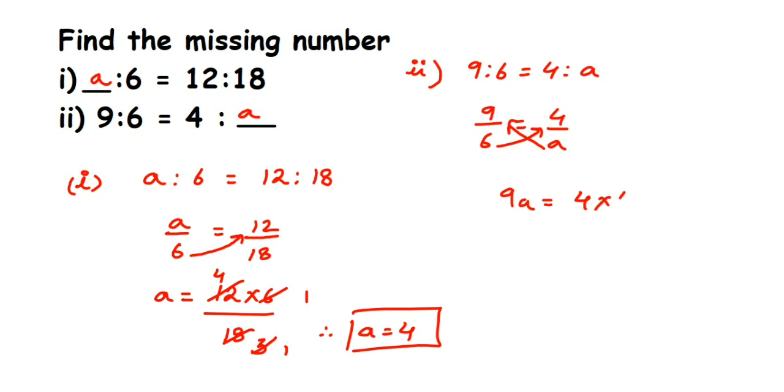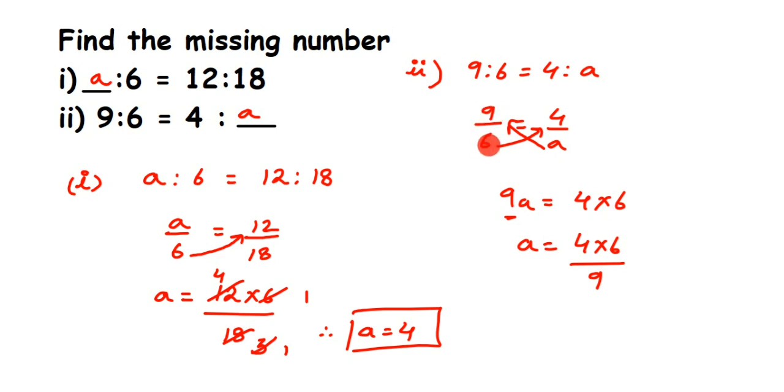But I want only a value. I don't want 9 here. So I'm going to transpose 9 to the other side again. So 9 comes in division. So 4 multiplied by 6 divided by 9. See, all this you can do in one single step if you understood how to do it. I want a separately in the numerator. I don't want a in the denominator. So what I did, I transposed a to the numerator here with 9, so it will become 9a, and I have taken the 6 to the other side.